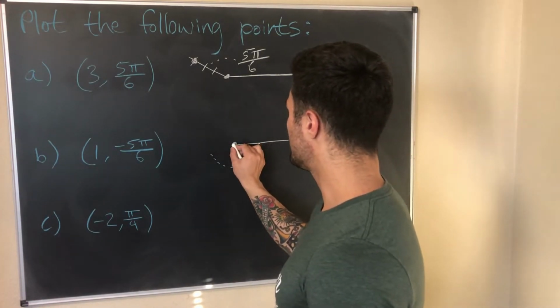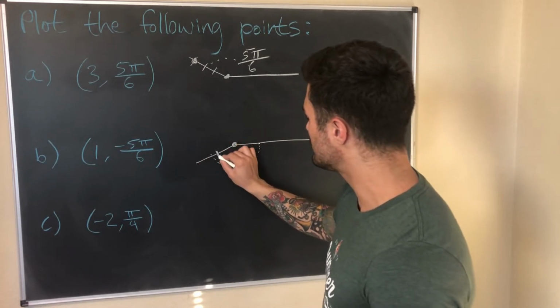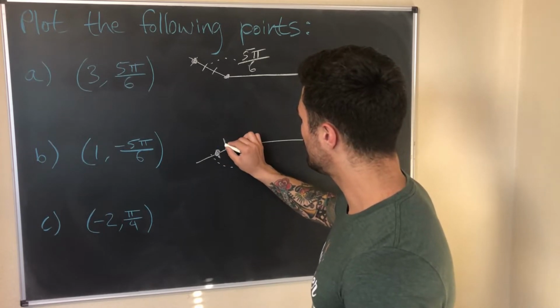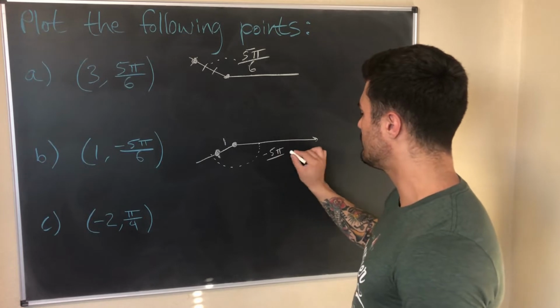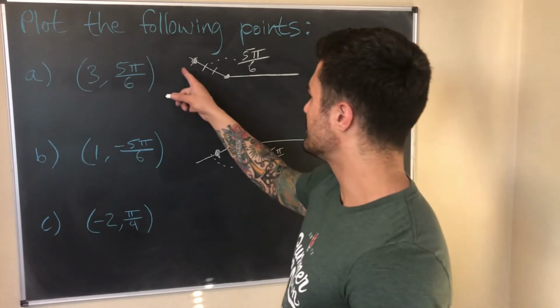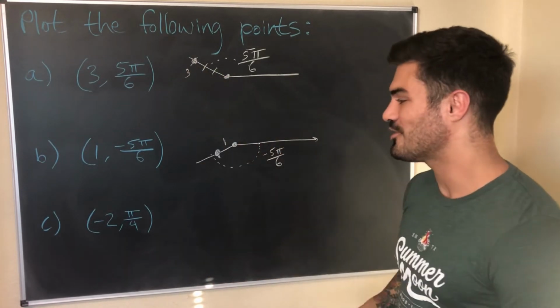Let's see, so we're looking at something right about here, and we're actually only going a length of 1 now. So if this is 1, then that's my point. That's a length of 1, and this is an angle of negative 5 pi over 6, and we're good to go. Not too bad, once again, right? And I guess you could label this 3 if you wanted to, but I used the tick mark, so I made it pretty clear there.